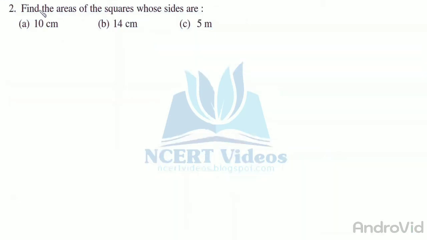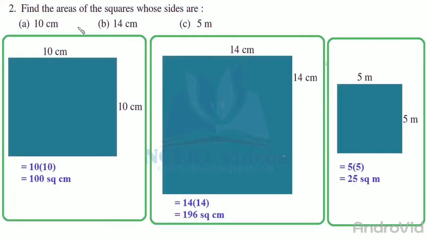Second, find the areas of the squares whose sides are given. Now we have to find the areas of the following squares whose dimensions are given. So first part, 10 centimeter. We know the formula of square is side squared, 10 into 10. So we will simply multiply it. This is 100 square centimeter. You just have to keep the units in mind.